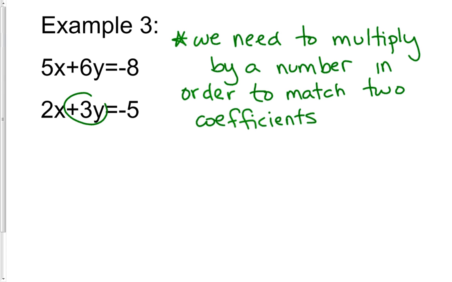Anything I can multiply by 3y to get 6y? If I multiply by 2, it would. 3 times 2 gives me the 6. My coefficients would match up. Now, I can't just multiply the y by 2. I have to multiply the entire equation by 2. Remember, whatever you do to one side, you have to do to the other to keep the equation balanced. So in doing this, my equation is staying balanced, not breaking any rules.